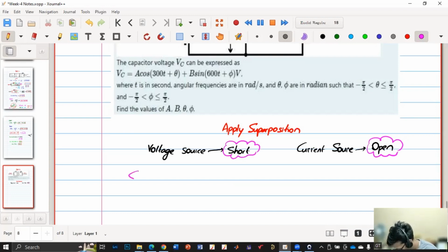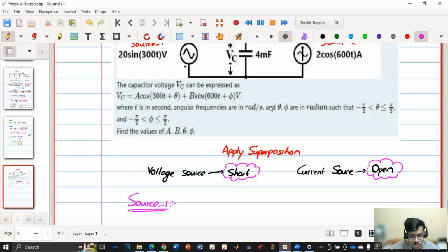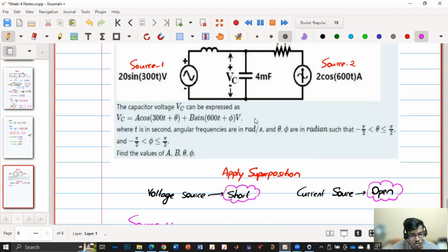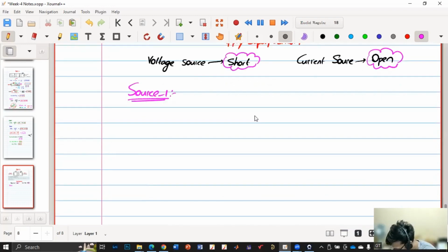So first I will consider source 1. Then I will redraw the circuit. So if I consider source 1, this will be open. There is no point of this resistor, right? So this entire part will be open. So 14, 4 milli. Okay. I will draw the circuit.